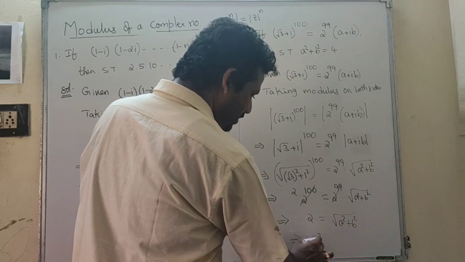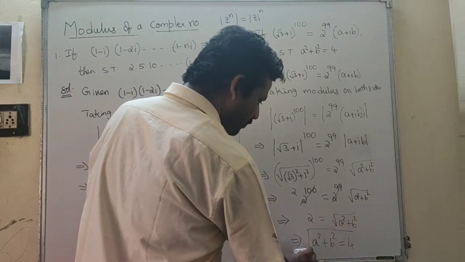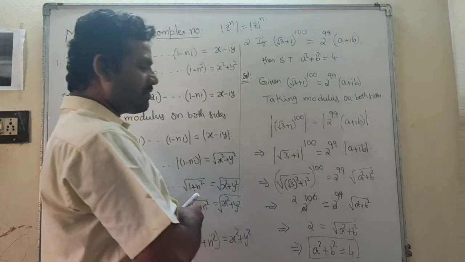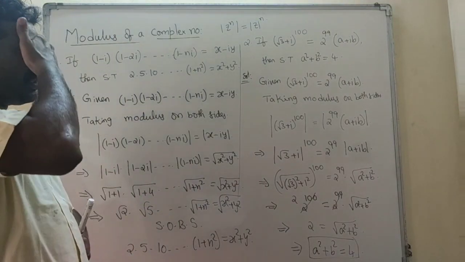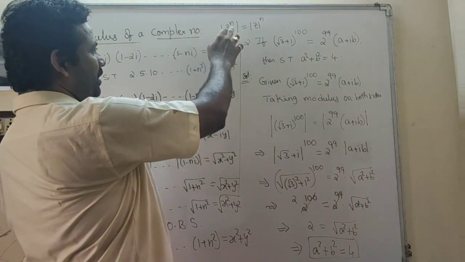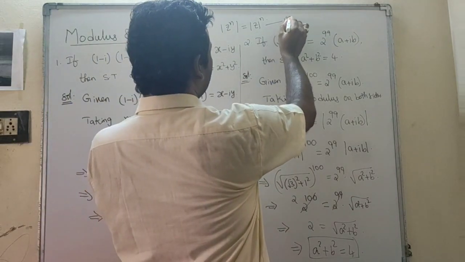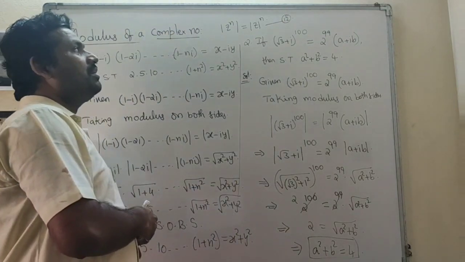Now squaring on both sides, a^2 + b^2 equals 4. That is the solution of the equation. And see the property: mod of z power n equals mod z whole power n. Let it be the 12th property. Note down this one. Right.